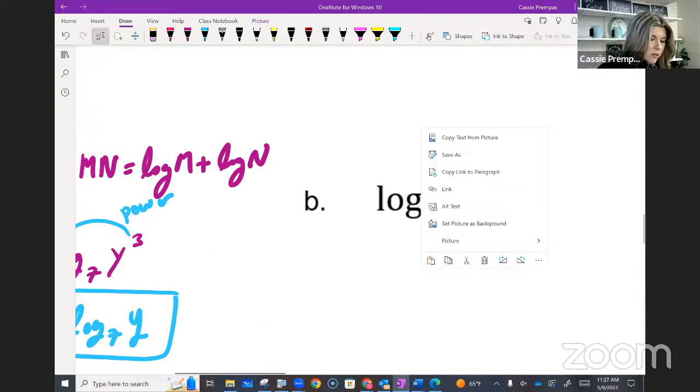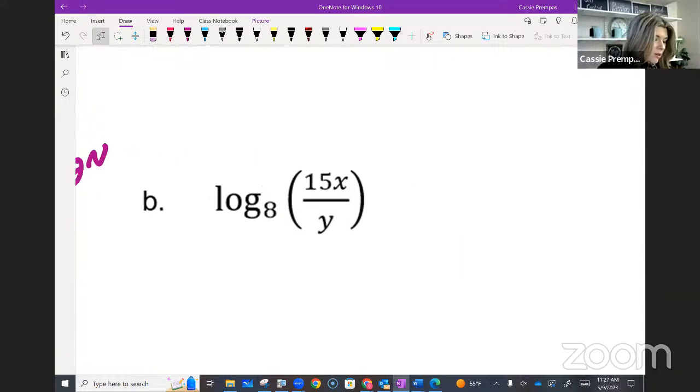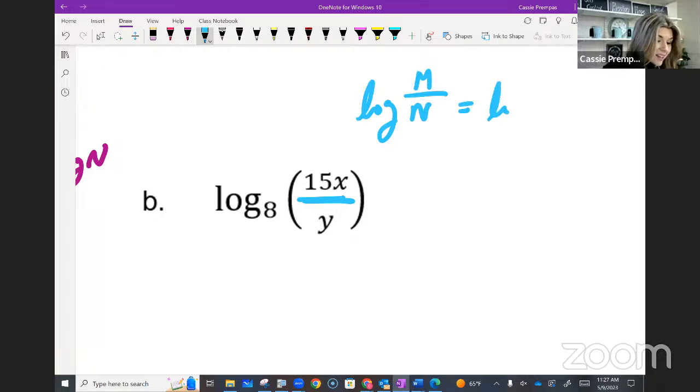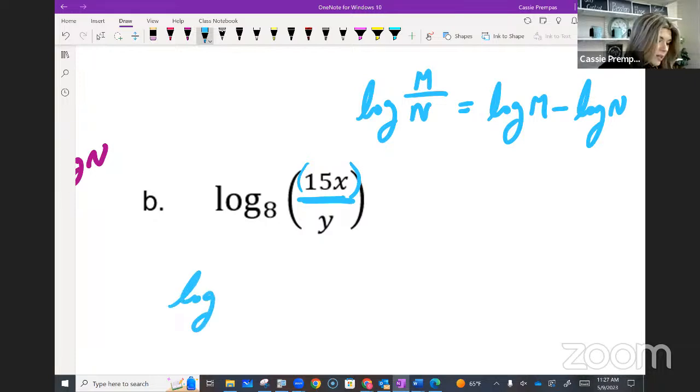Okay, let's go to letter B. This one is a divide sign. You want to think back to the rule that if you had log of m divided by n, that was subtraction, log of m minus log of n. So let's keep 15x together for the moment. And then that would be log base 8, it's always the same base as what you started with. So log base 8 of 15 times x. I like the division ones because that's really easy to just transfer to subtraction. That little bar kind of reminds me of the minus.